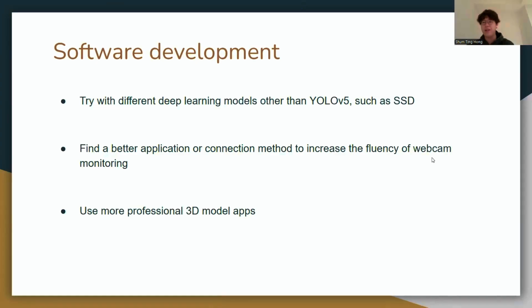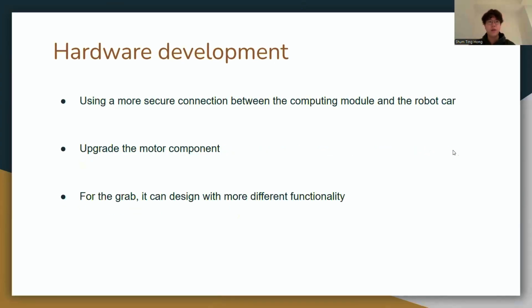TypeVS is a stable application for our portable PC to connect to the car, but it always drops the FPS, and we can only set it to 10 FPS, so we'll find a better application in the future. Finally, we'll use more professional 3D modeling apps to design our gripper. For example, Fusion 360 supports more features to help strengthen the broken parts and make the gripper more durable. Then I'll talk about hardware development.